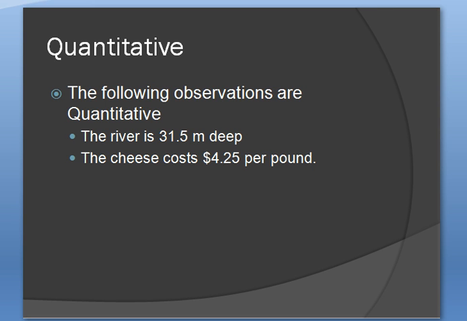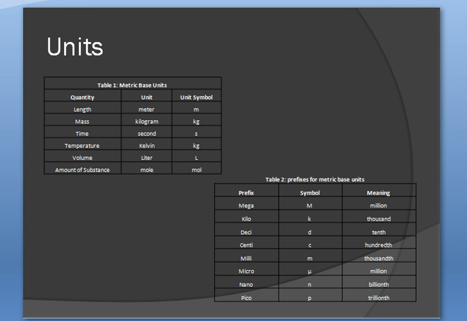Quantitative, however, does use numbers. For example, the river is 31.5 meters deep, and the cheese costs $4.25 per pound.